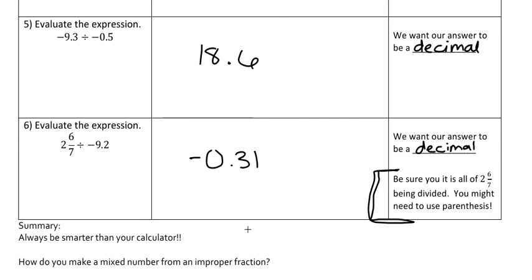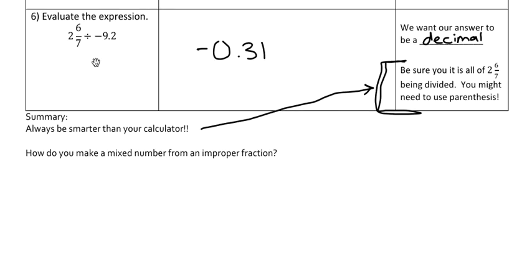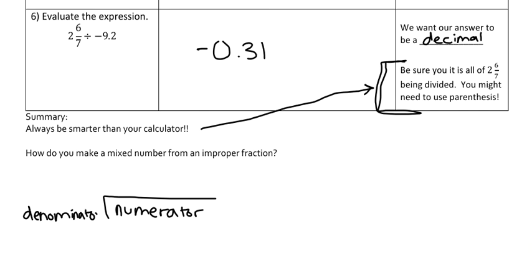Okay, so always be smarter than your calculator. Make sure that you're knowing, understanding how to do that. Okay, and how do we make a mixed number from an improper fraction? So we're going to do the numerator divided by the denominator. You can also use the words like top divided by the bottom. Okay, so that's how we do that. We divide, and then we're going to subtract to get a number, and then that number will go over that bottom. All right, and that's it.